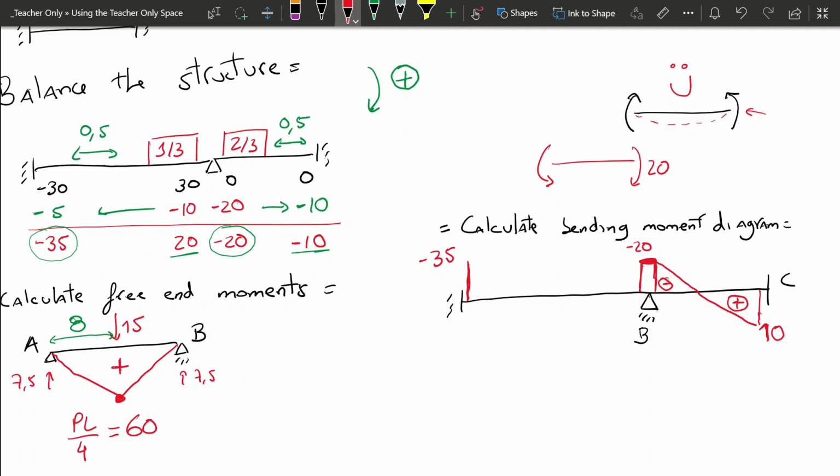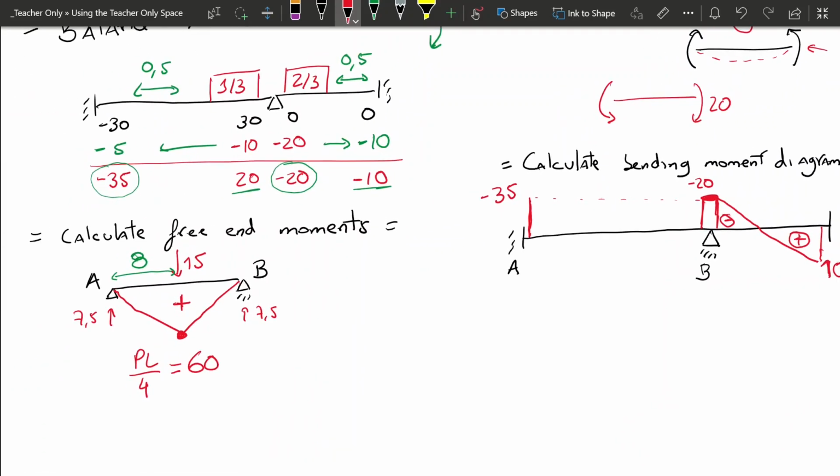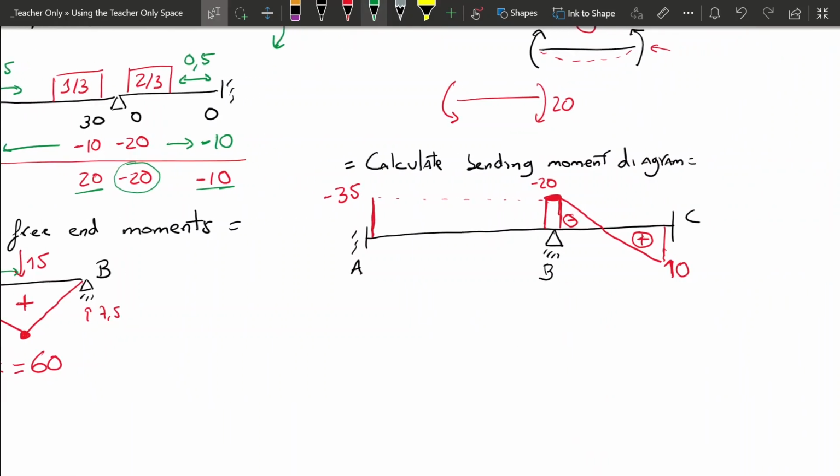Now, between A and B, we have some loads. So on top of this moment here of minus 35 to minus 20, that we could connect straight away if we didn't have any loads, we need to add this moment of 60 on top of this. So what we're going to do basically is take that triangle and place it on top of these 2 moments here. Okay? Then this is going to be negative, this is going to be positive, this is going to be negative. And what is going to be the value of the moment here in the middle?